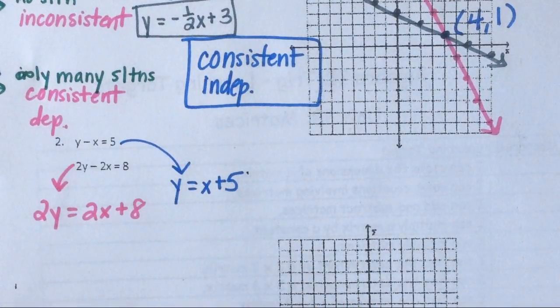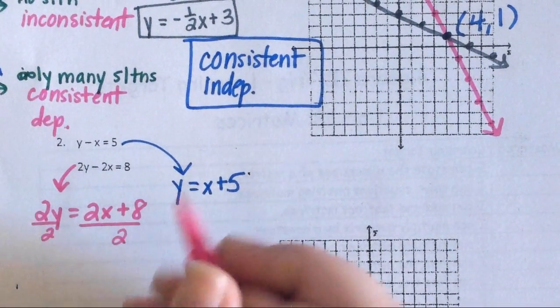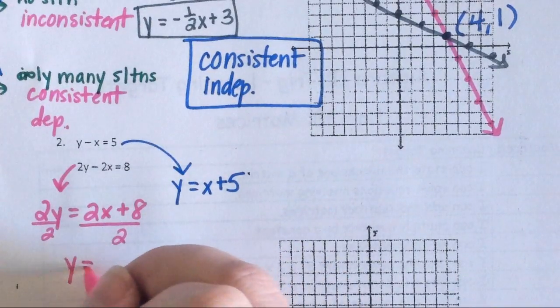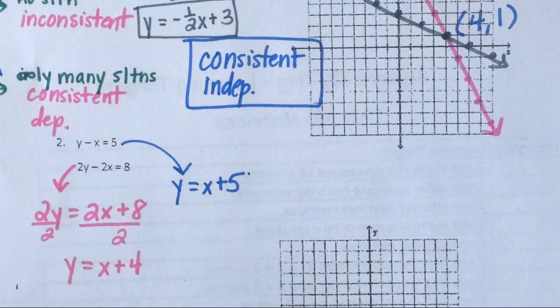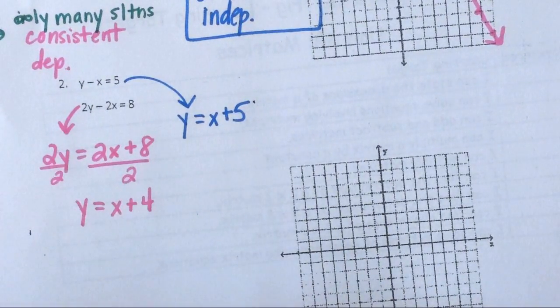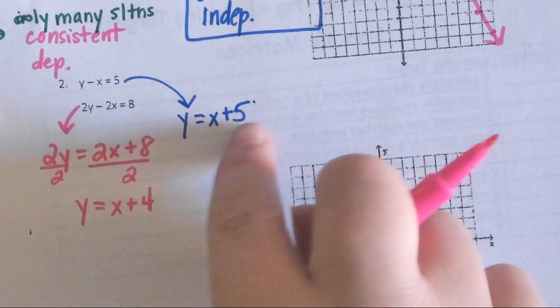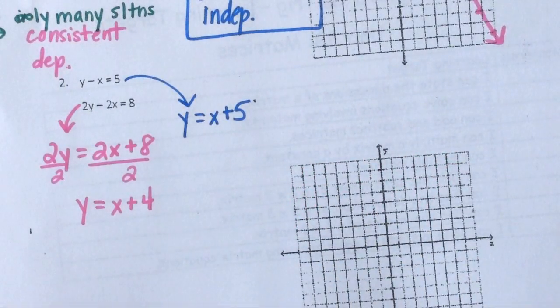And now I need to do what? Okay, so I need to divide by 2 so I can put it in y equals x plus b, and I'll end up with y equals x plus 4. From here, I already know the answer because of these equations. What vocab terms should I put?